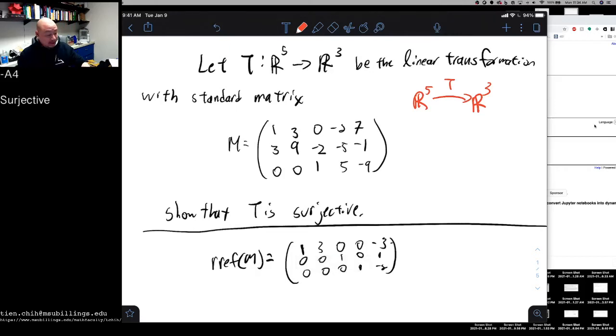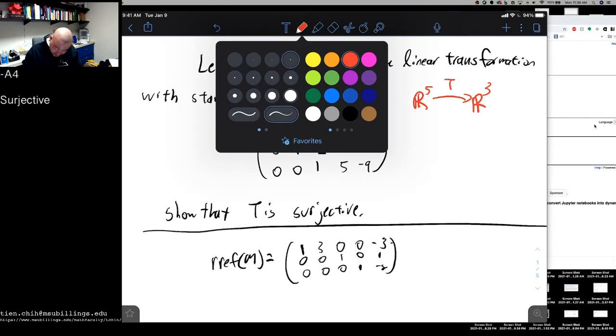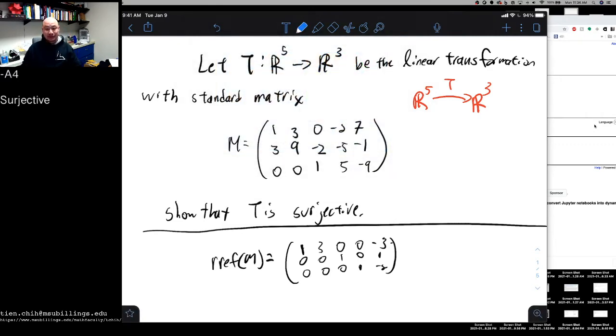Alright, so in this video, what we're looking at is the same linear transformation from last time, but what I want to show this time is that T is a surjective map. And to remind ourselves what it means to be surjective, it means that no matter which element I pick in R3, there's at least one, if not more, elements in the domain R5 that hit that R3.